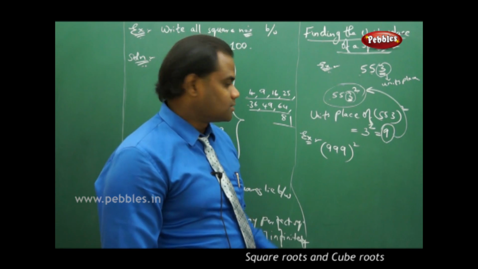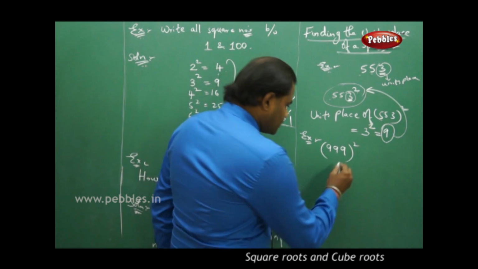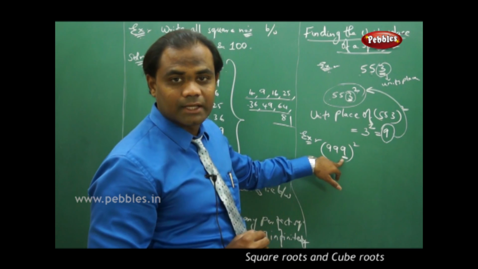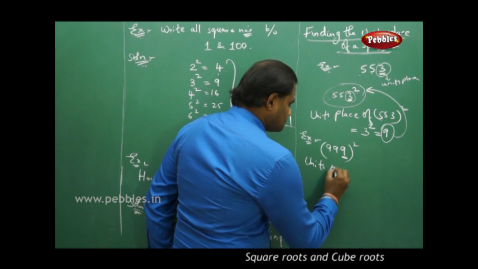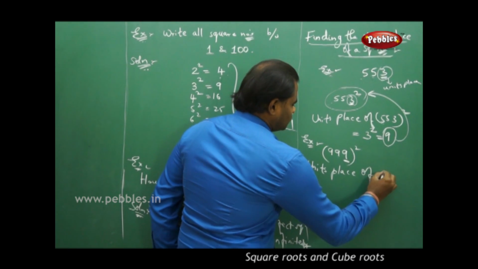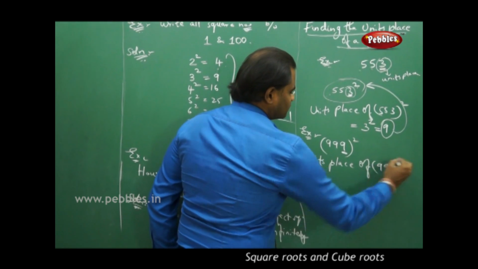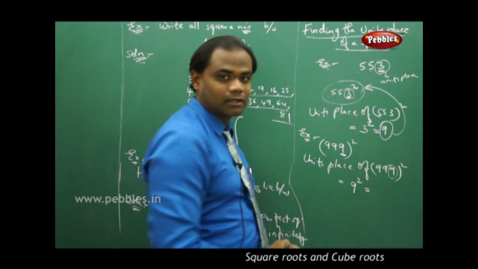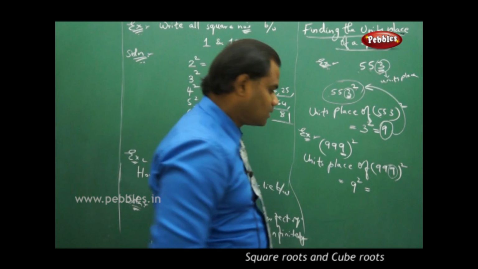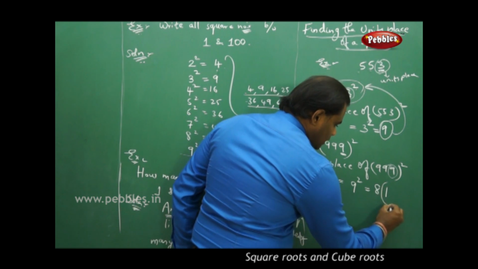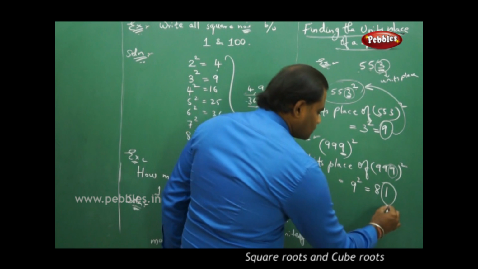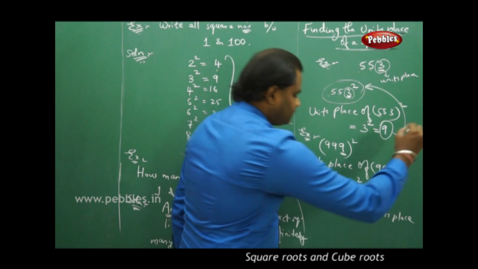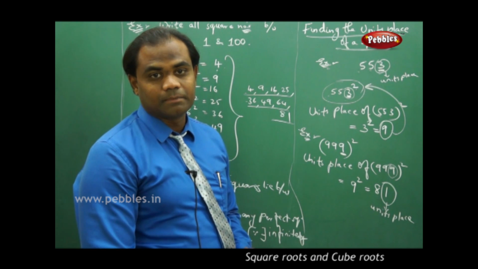I want to find the units place of this square number. So I identify the units place of this. Therefore 9 is the units place of the number inside the square. So the units place of 999 whole square would be the square of this, and the square of the last digit is nothing but 81. Therefore the last digit of this will give me the units place.